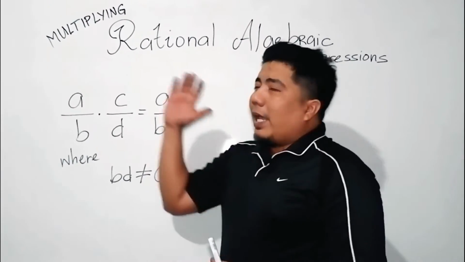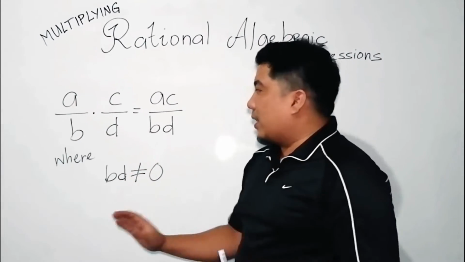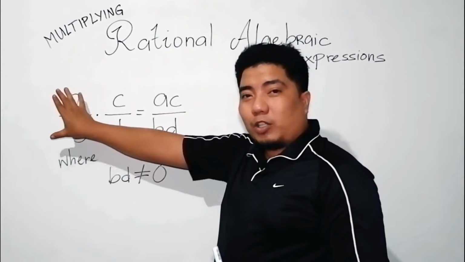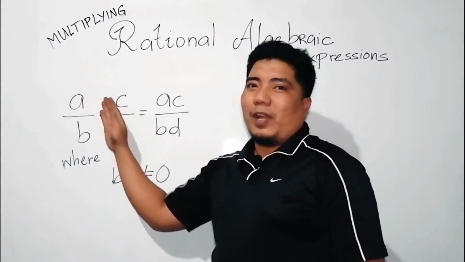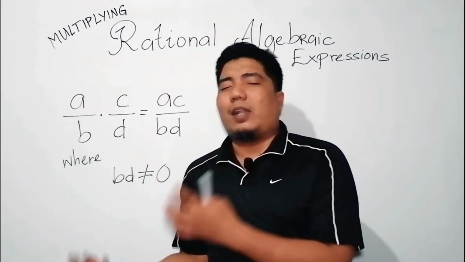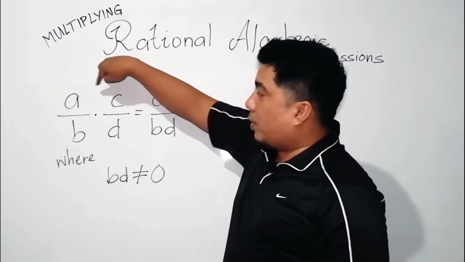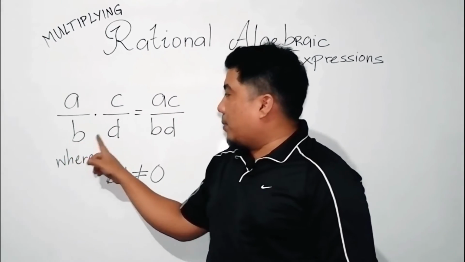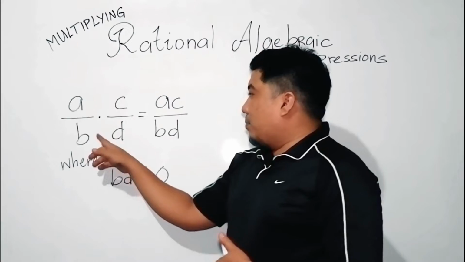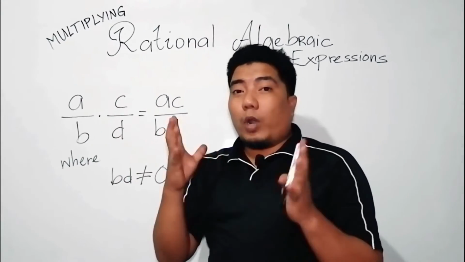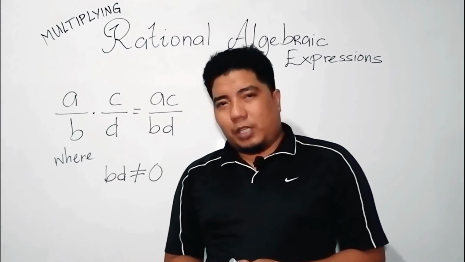Okay, so in multiplying rational algebraic expressions, if you have a factor that is a fraction and another factor that is also a fraction, regardless of whether it has a letter or not, what you will do is just multiply numerator to numerator and denominator to denominator. So, A times C, that is AC, and B times D, that is BD, where B and D, or BD, must not be equal to 0.